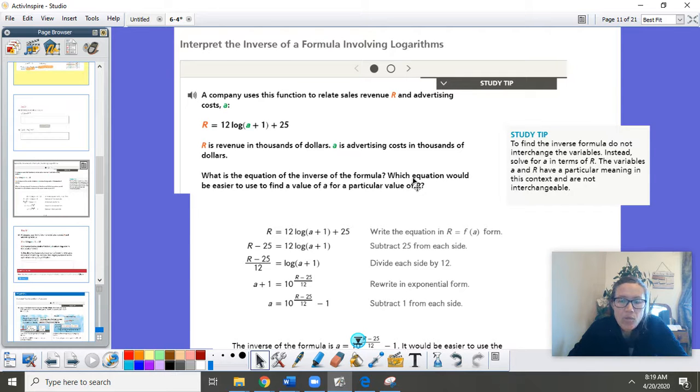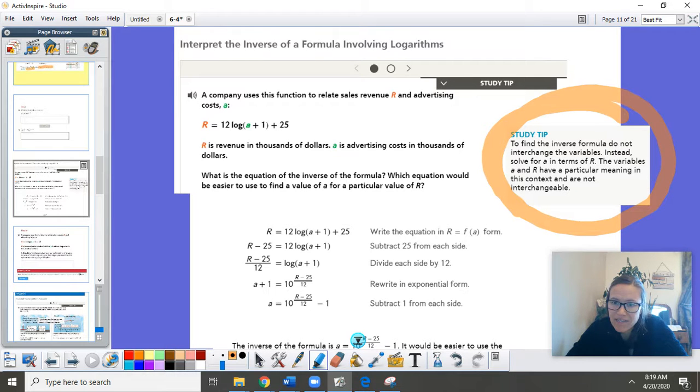And so we go through and we do the same steps that you've been doing throughout the lesson, except this study tip right here is pretty important: to find the inverse formula, do not interchange the variables. Instead, solve for A in terms of R. This "in terms of" is a statement you'll see frequently in mathematics, where we want to write it so that we still have maintained those values, and solve for A in terms of R.